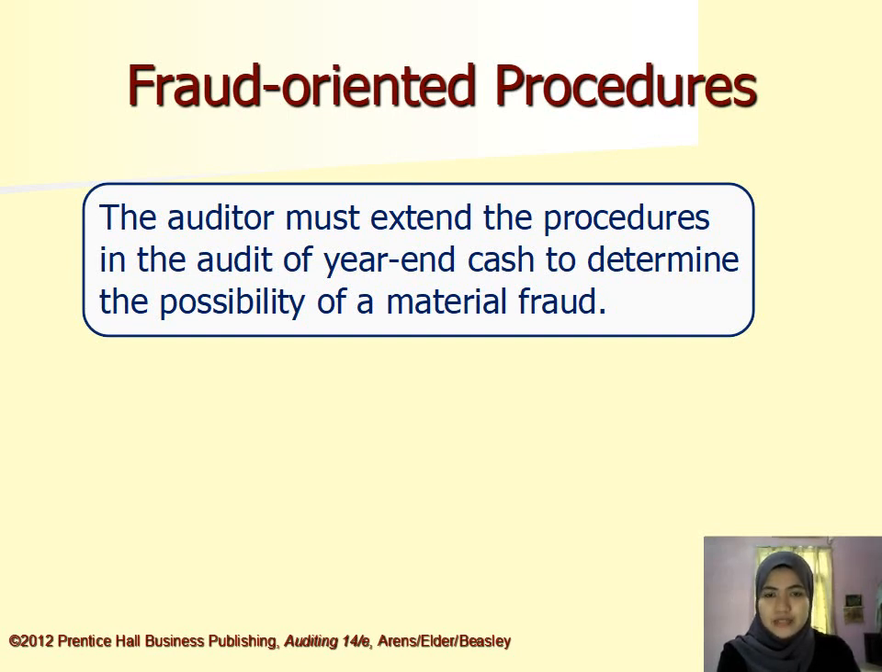So, the auditor must extend the procedures in the audit of year-end cash to determine the possibility of a material fraud when there is inadequate internal control or a lack of independently prepared monthly bank reconciliations. Under these fraud-oriented procedures, there are three methods: extended test of the bank reconciliation, proof of cash, and test of interbank transfers.